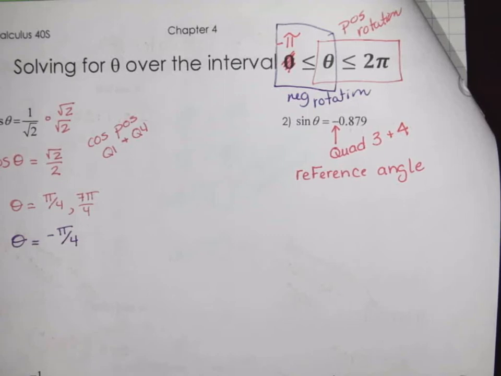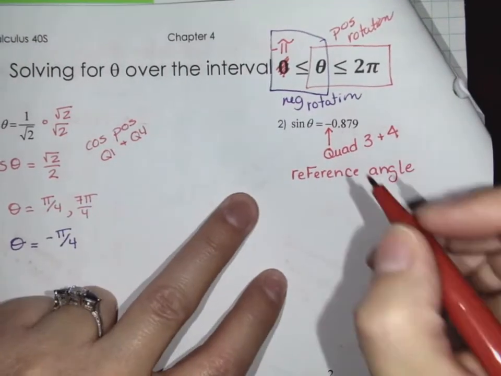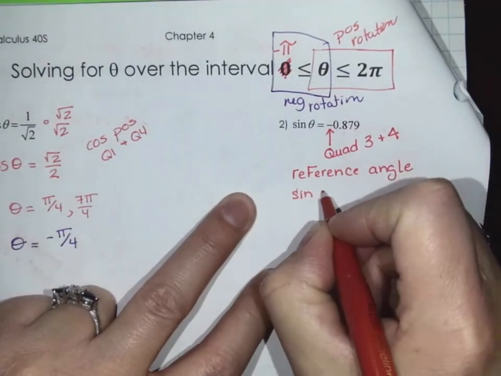So because we have that negative there, well, I guess really anytime we don't really know what we're doing, we're going to find our reference angle. If it's a positive answer, remember that your reference angle is the same angle as in quadrant 1. But because that's a negative, it's really important that you find your reference angle. To find your reference angle, you drop the negative.